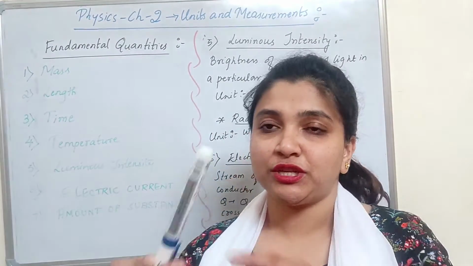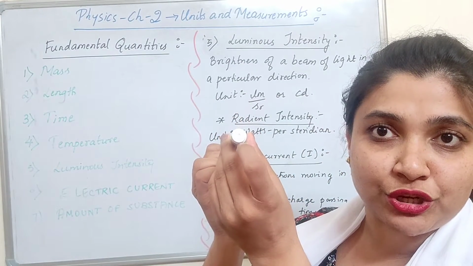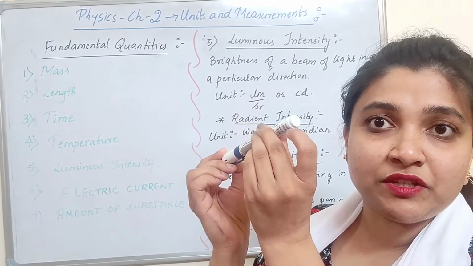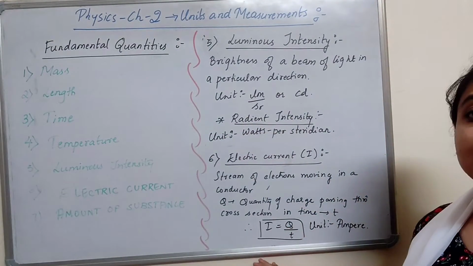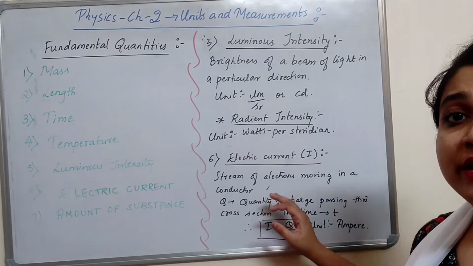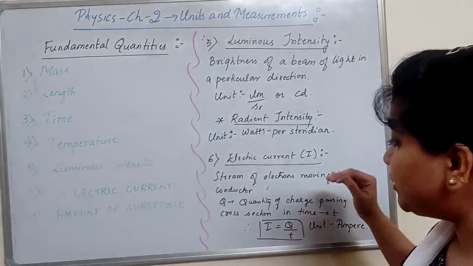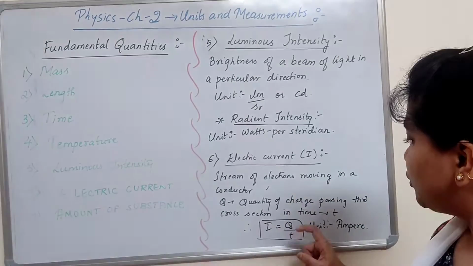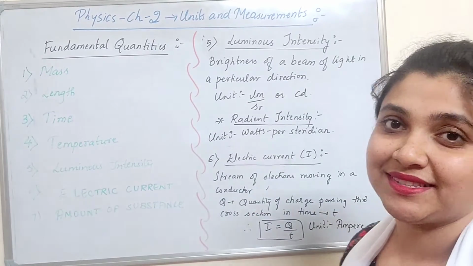Now what is cross section? Suppose this is a conductor, and the end of it is the cross section. Okay, the end of it, this round thing. This is called the cross section. So we can say that current can be measured as the quantity of electric charge passed in a given time interval, that is Q divided by t. So Q by t is the current, and it is measured in amperes. Clear?